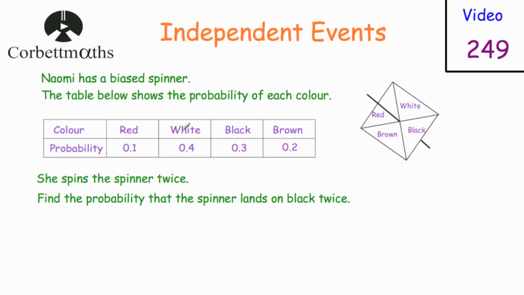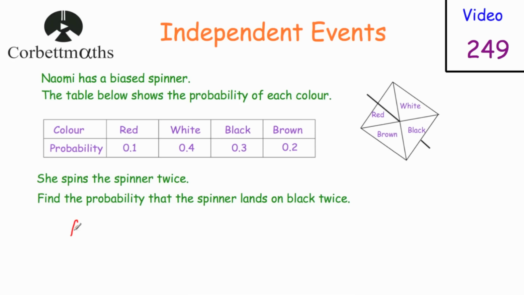The probability that it lands on white is 0.4. The probability that it lands on black is 0.3. And the probability that it lands on brown is 0.2. And she spins the spinner twice. And the question says, what's the probability that the spinner lands on black twice? Now you could draw a tree diagram here and you could do 4 branches for the first outcome, the first spin. And then we could do another 4 branches for each one of them, like so. And it'd be quite complicated. What would be great is if we could do this question without drawing out the tree diagram.